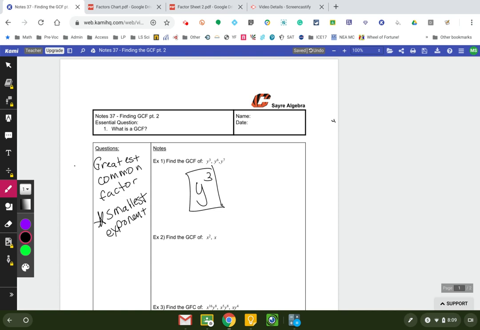All right, so I'm going to look here, same kind of thing. These are even easier than the numbers because I have an x squared and an x. So if I figure out what the smallest exponent is in that list, it's that guy right there. So my answer is just x.